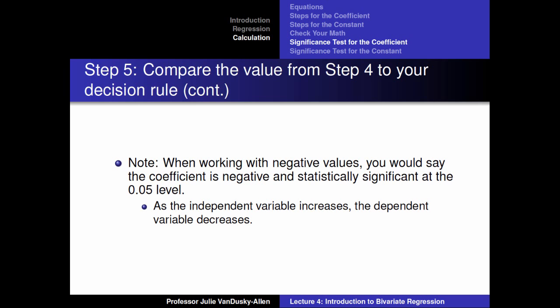Note that if we were working with negative values, as in you expected the coefficient to be less than 0, and we got significant results, you would say that the coefficient is negative and statistically significant at the 0.05 level. You could also add, as the independent variable increases, the dependent variable decreases.